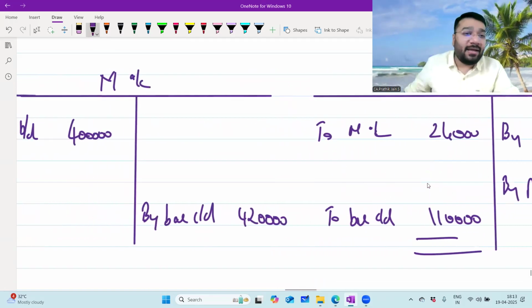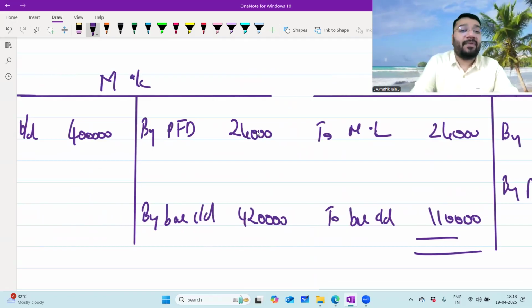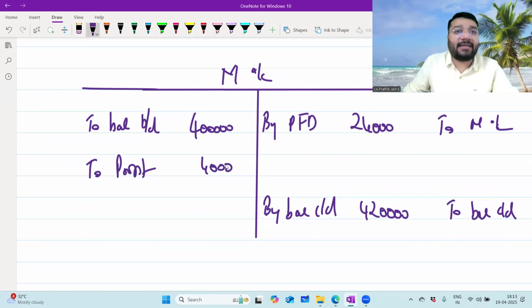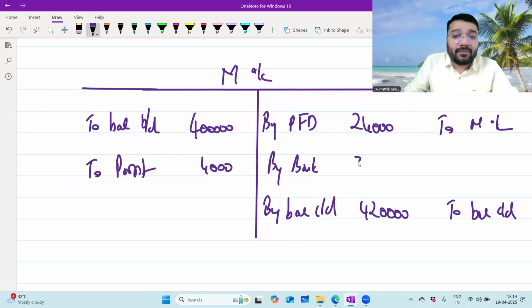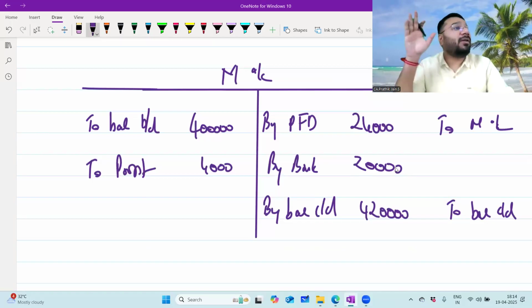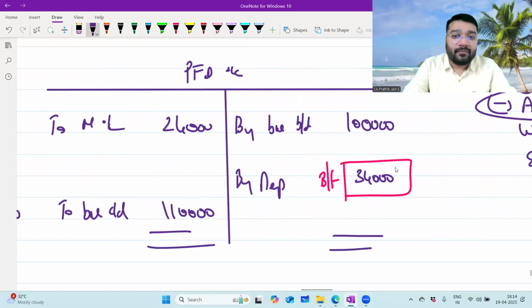Now, item 1 entry in the machinery account. By PFD, how much? 24,000. Item 2 entry: to profit, very good. So to profit 4,000. Next, item 3 entry. By bank, how much? 16 or 20? 20,000 rupees is by bank. So be clear with the concept of which entry is coming where; there is no need to brainstorm so much.